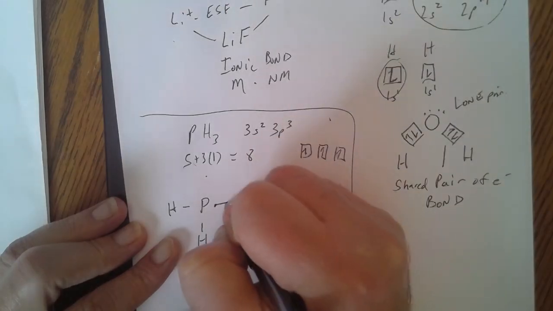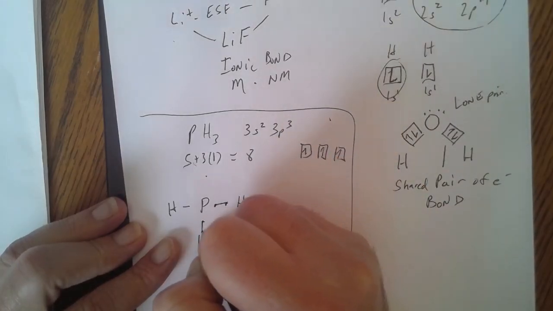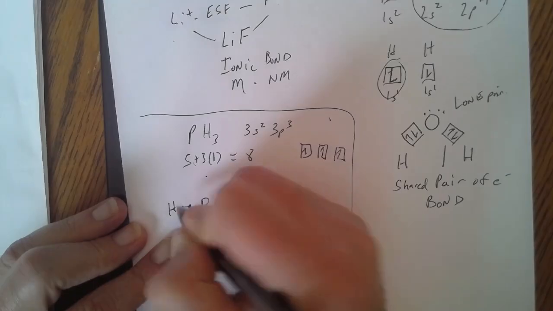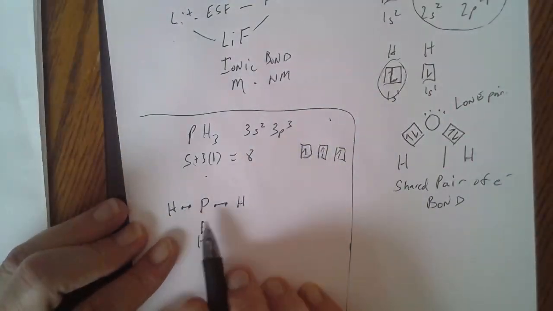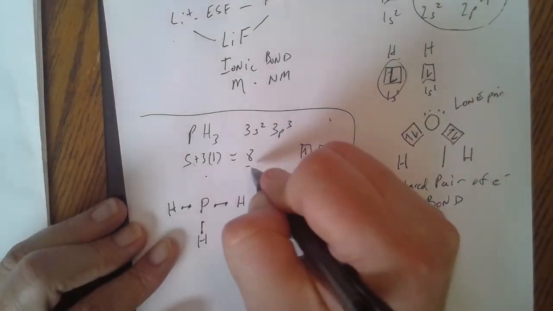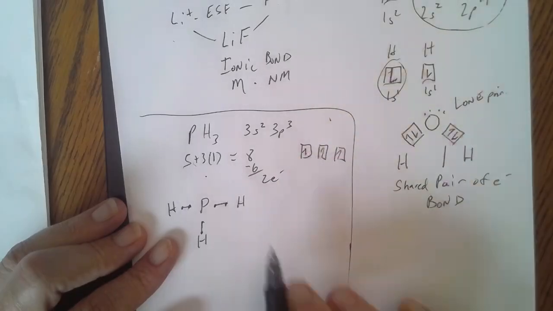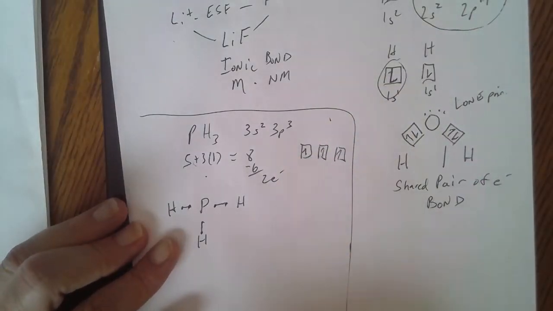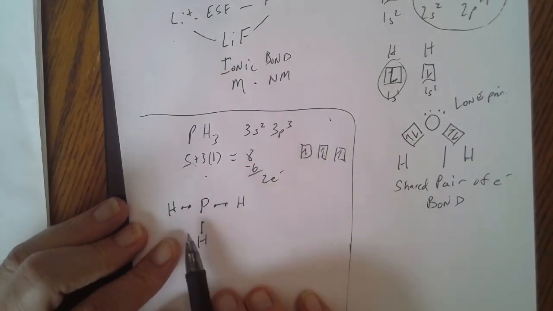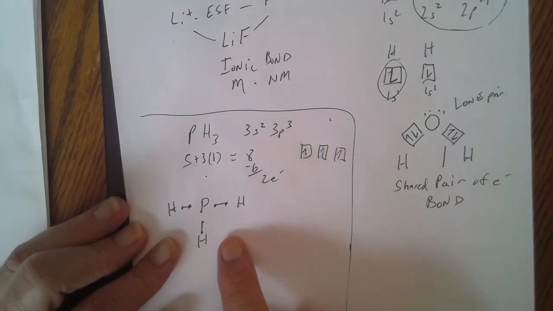1 from the phosphorus, 1 from the hydrogen, 1 from the phosphorus, 1 from the hydrogen, 1 from the phosphorus, 1 from the hydrogen. That's 2, 4, 6. If we subtract that, there are 2 electrons left. Only valence electrons are shown in what's called a Lewis diagram.